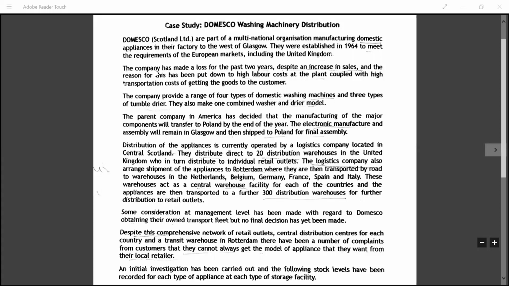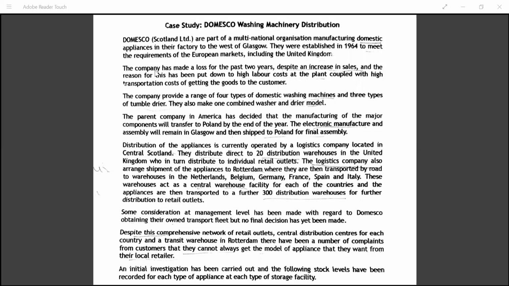Assalamu alaikum everyone. Back to the case study on DOMESCO washing machine distribution. In this session, we are going to discuss some hints regarding analyzing this case study. So a few pointers for all of you.